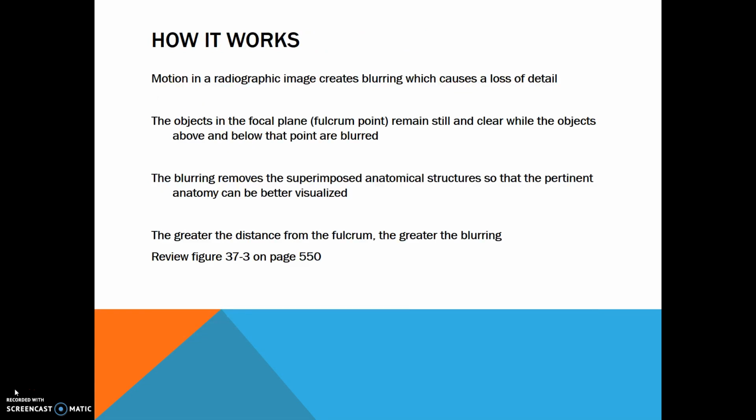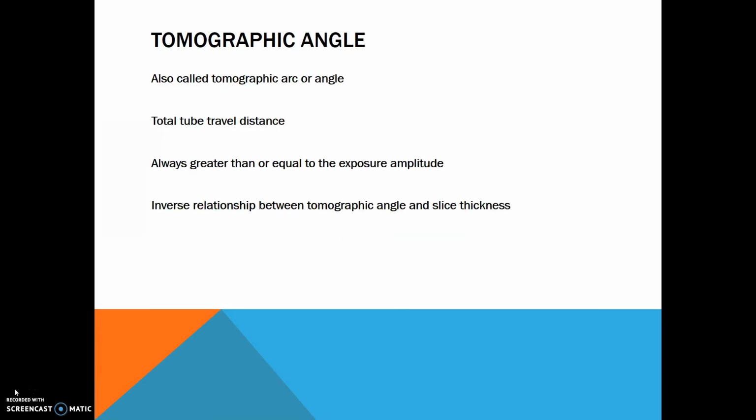Motion in a radiographic image creates blurring, which causes a loss of detail. The objects in the focal plane, or at the level of the fulcrum point, remain still and clear, while the objects above and below that point are blurred. The blurring removes the superimposed anatomical structures so that the pertinent anatomy can be visualized. The greater the distance from the fulcrum, the greater the blurring.